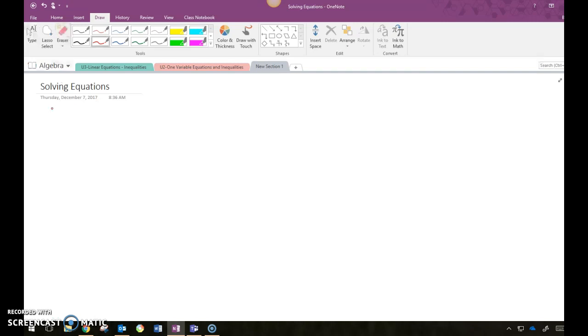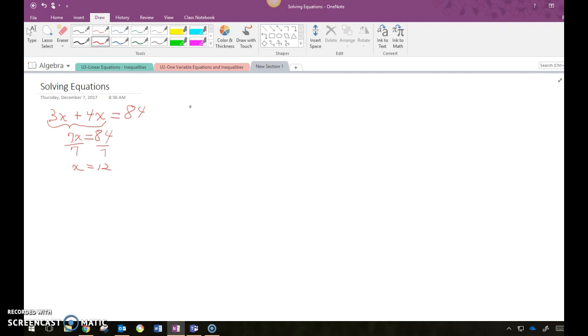Let's take a look at an equation such as 3x plus 4x equals 84. The first step in solving a multi-step equation is to simplify one or both sides of the equation. Here I'm going to combine my 3x and 4x and get 7x equals 84. Then I need to undo multiplication, so I will divide by 7. So x equals 12.